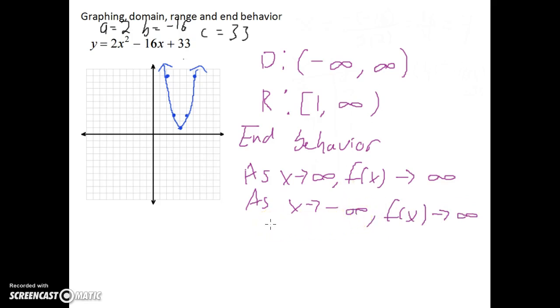So that's pretty much graphing, domain, and range. We typically just have 2 types. Either it opens up or opens down. Either way, we're going to graph it the same way.